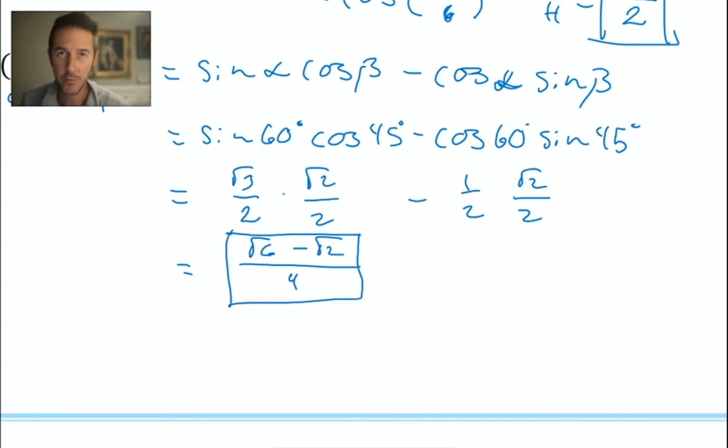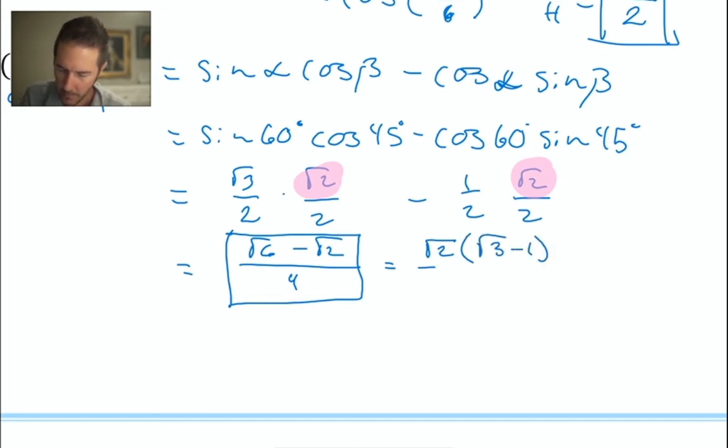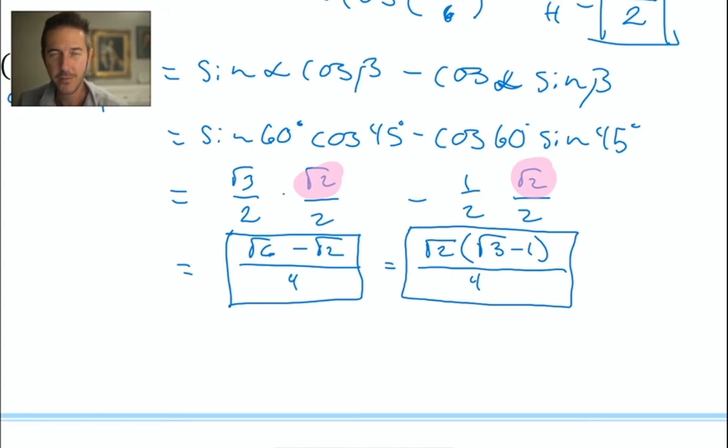I've seen the final answer presented like this. This square root of 2 gets factored out of the numerators, so that the final answer is written, I think, as the square root of 2 times the square root of 3 minus 1, all over 4. And for some reason, that's the most simplified version of the answer.